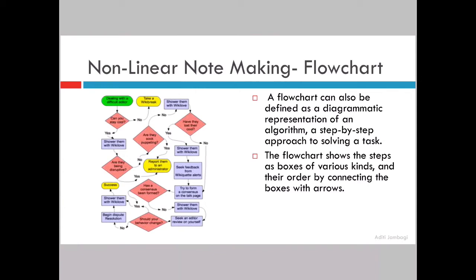A flowchart can also be defined as a diagrammatic representation of an algorithm, a step-by-step approach to solving a task, right? So it will give you steps in doing a particular thing. A flowchart shows the steps as boxes of various kinds and their order by connecting the boxes with arrows. Okay, so if I had to explain a flowchart in a simpler way, I would say that it is nothing but a diagram that shows me the various steps involved in a particular process.